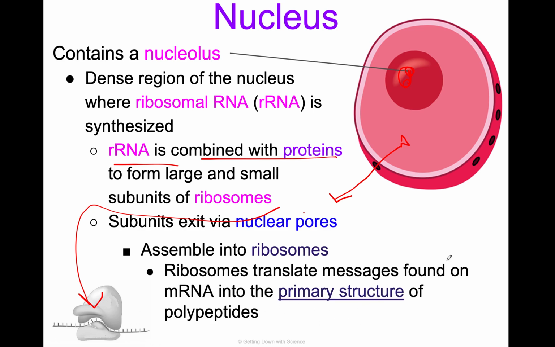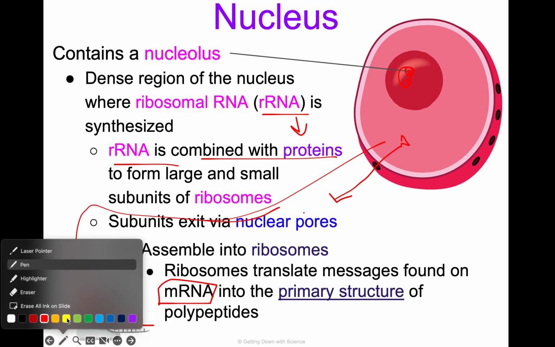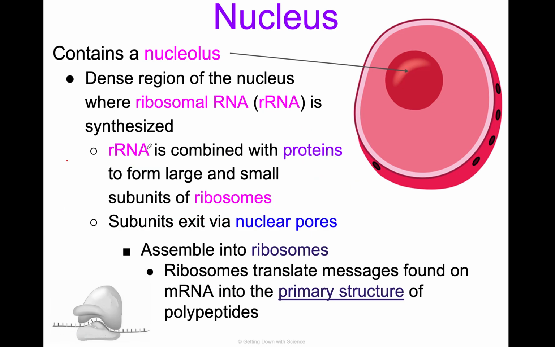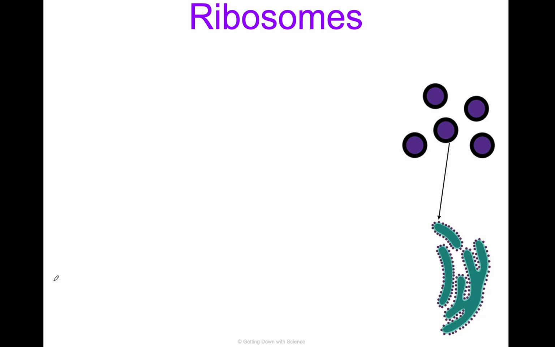Ribosome's job is to translate messages found on mRNA. So first comes the rRNA plus the proteins. They leave, and we are able to make proteins out of other mRNA structures. This is going to be wicked important when we come to unit 6. But this is part of what we call the central dogma of science. We'll get into it. All right, ribosomes.